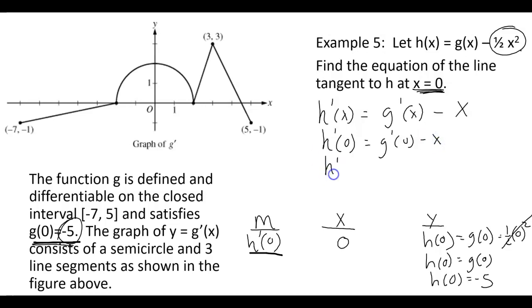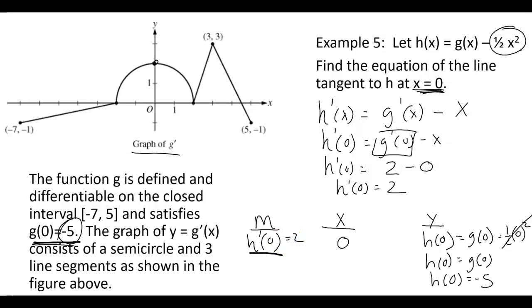All right. Now g prime of 0, that's just going to be the y value of our graph, because we have a graph of g prime. And when x equals 0, what's the y value? Well, it looks like it would probably be about 2. And then we need to plug 0 in here. And so h prime of 0 is equal to 2.